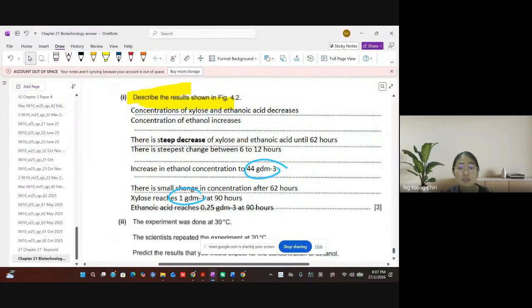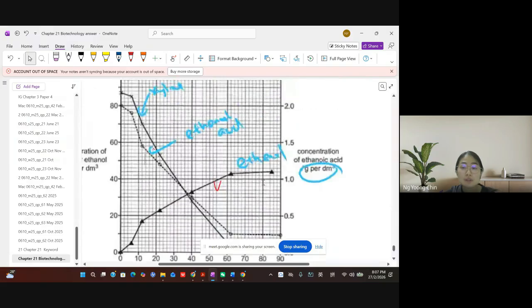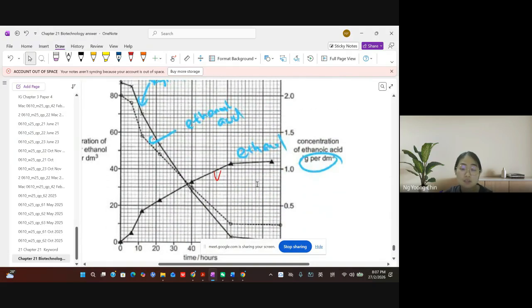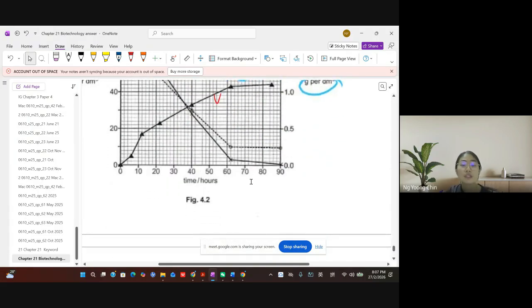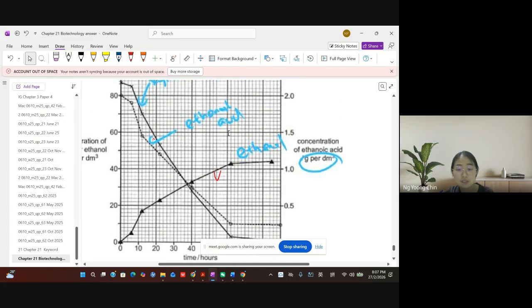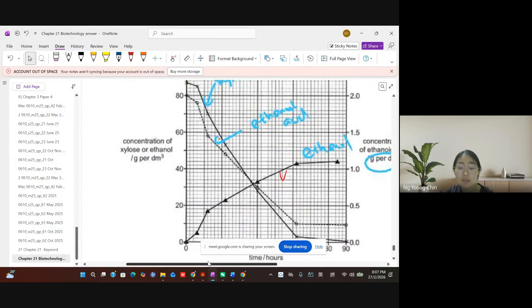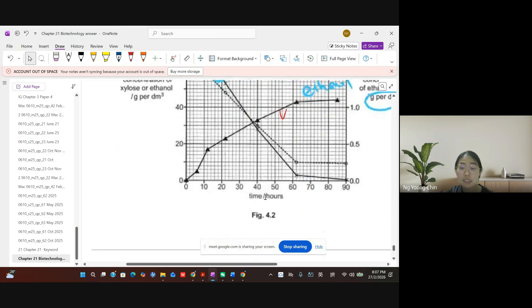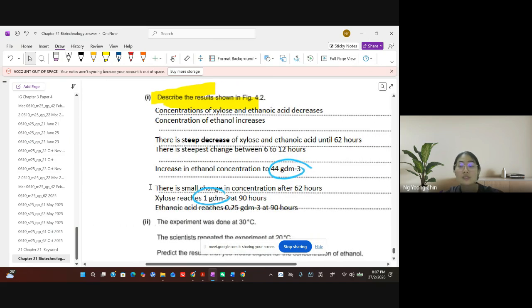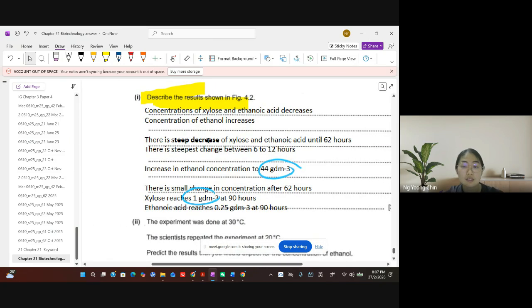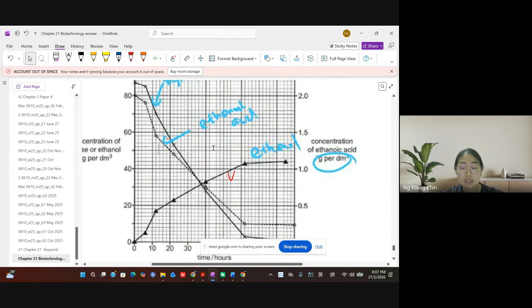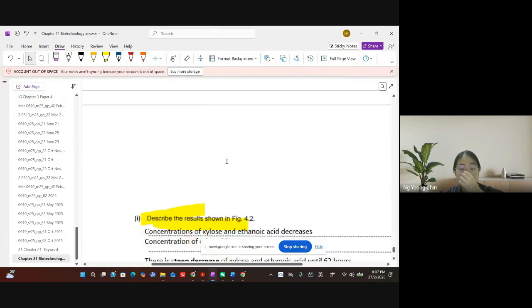Okay, they also ask you to describe the results in figure 4.2. So you can see the general trends, right? Only here, the concentration of xylose or ethanoic acid is increasing. Oh, sorry. So you should say that xylose and ethanoic acid are actually decreasing. Yeah, they are decreasing.